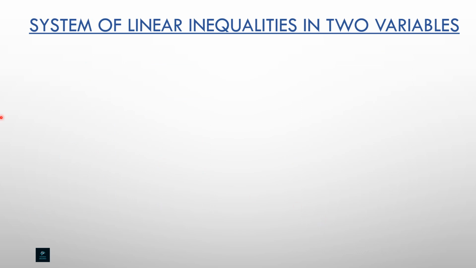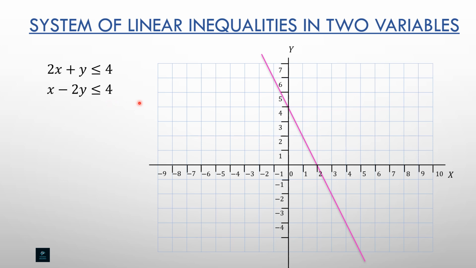We can have a system of linear inequalities in two variables and try to find a solution. So for example, we have an inequality 2x plus y less than or equal to 4 and another inequality x minus 2y less than or equal to 4. In the 2D plane, this pink line is representing the line 2x plus y equals 4, and this pink shaded region is representing the inequality 2x plus y less than or equal to 4.